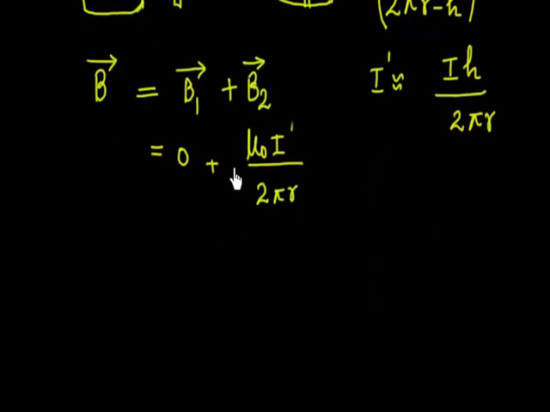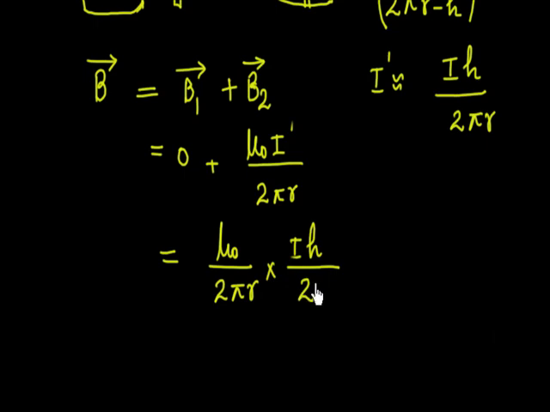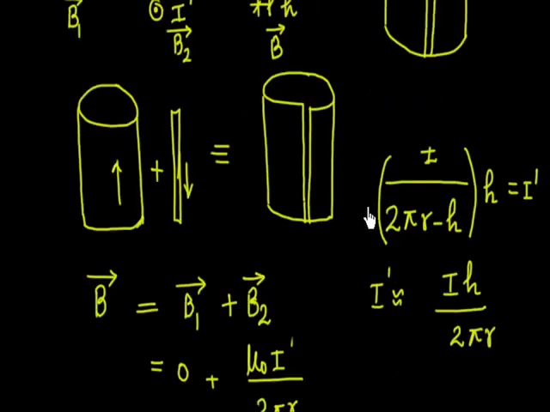So if I plug this value, this becomes mu naught by 2 pi r, multiplied by I h divided by 2 pi r again. So this becomes mu naught I h divided by 4 pi square r square. Simple. Are you getting or not?